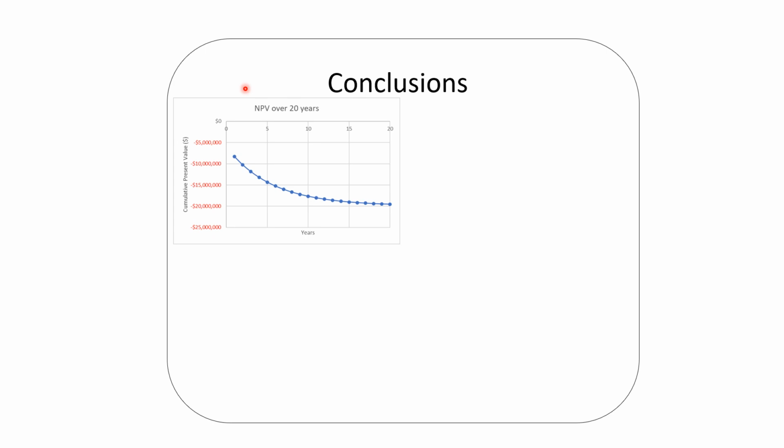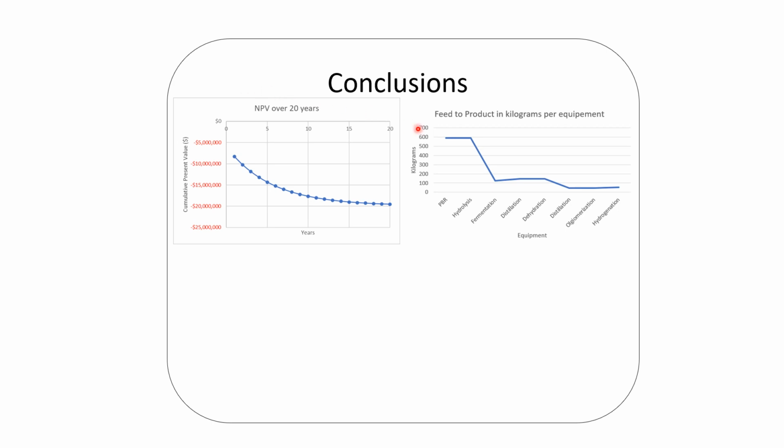The reason why this project is not profitable and there are many losses is due to the fact that there are many reactors and processes involved in converting algae to biofuel. And after every reactor, the yield of the product will continue to be less and less. We can see in the second graph that there is a feed to product mass yield per equipment for every single day.